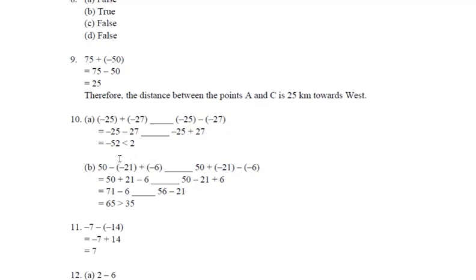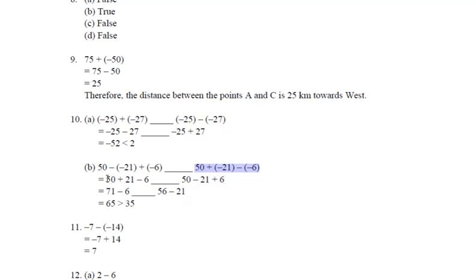And for 10b, again we have to solve. We have to solve these first. Now towards the left hand side. So 50 minus into minus, it will be plus. Plus into minus, minus. So 50 plus 21 minus 6. And now towards this right hand side. So 50 plus into minus, minus, minus into minus, plus 6.